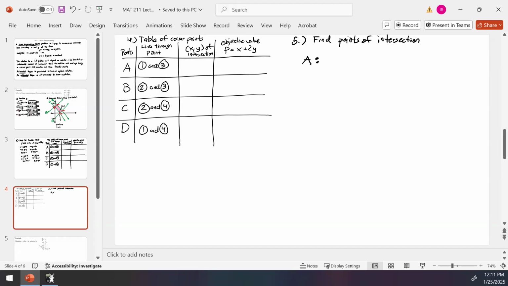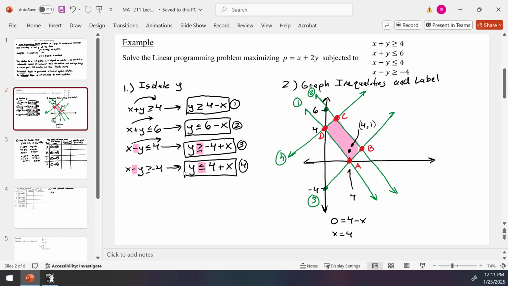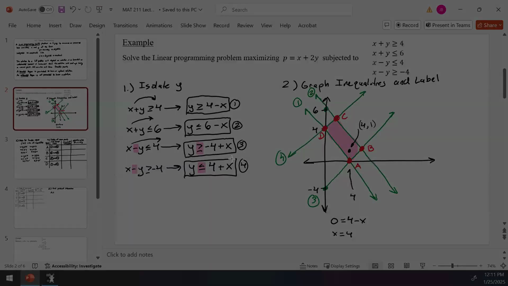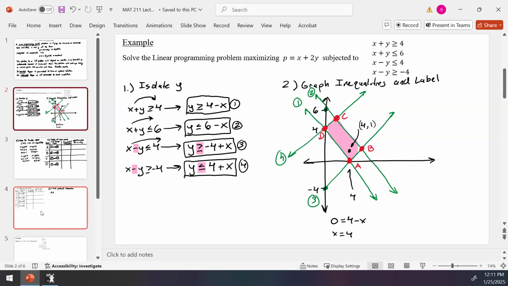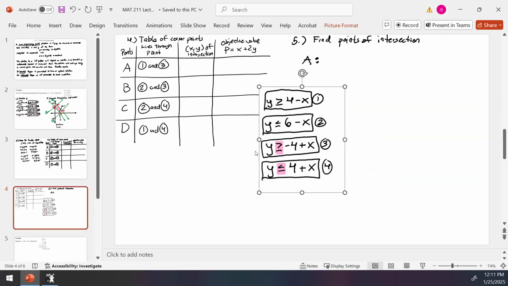So equation number 1, and if you're wondering, I don't remember what the equations are, well, let's just copy them down so that way we don't have to think about it. So I'm just going to copy these over here and put them right down here for us to remember.